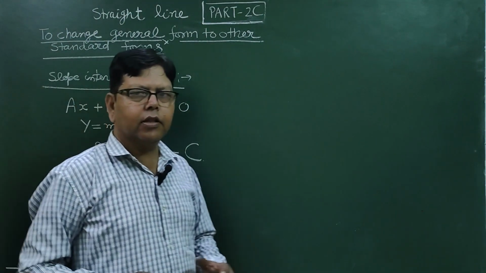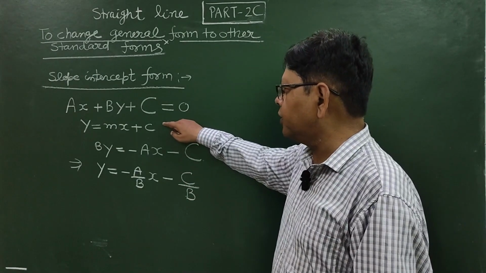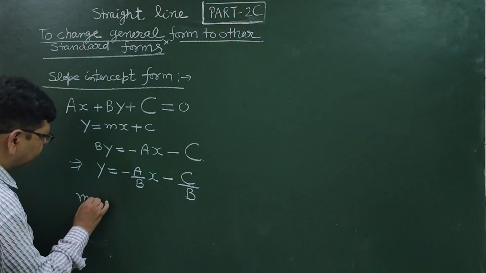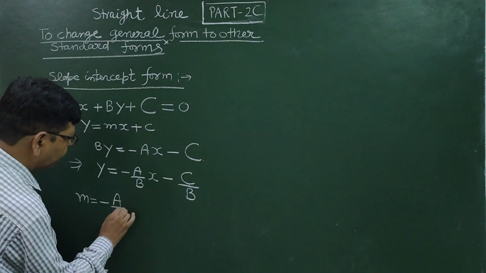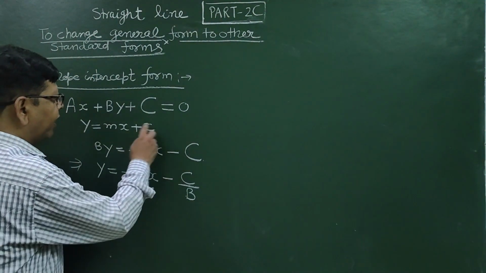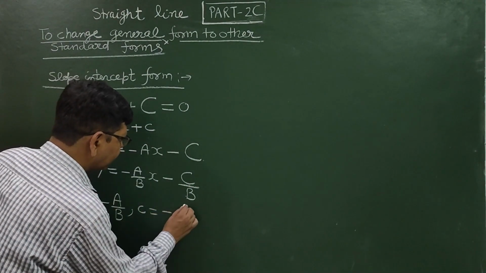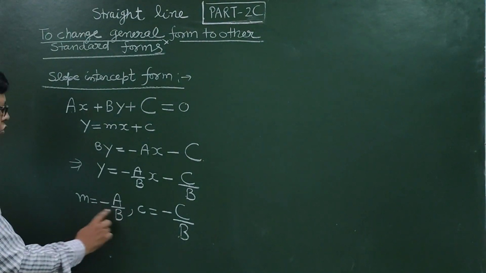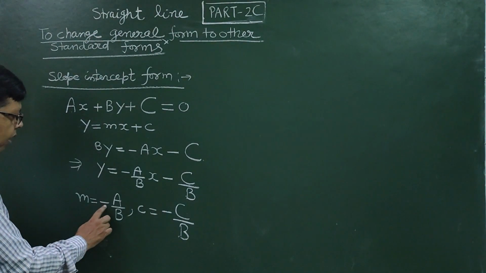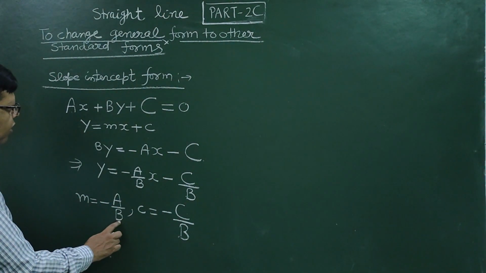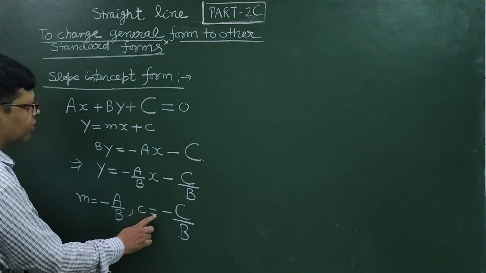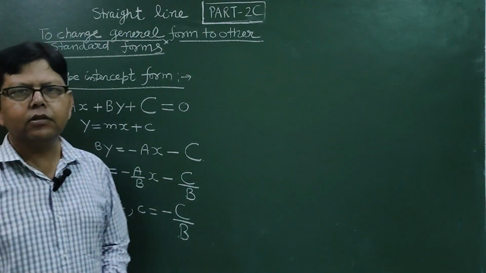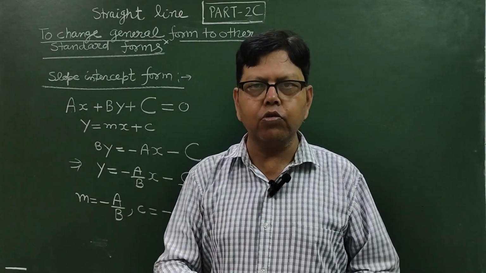Now you can see that this equation has taken the same form as y is equal to mx plus c, and if you compare, then the value of m is equal to minus capital A upon B, and the value of y-intercept small c is equal to minus capital C upon B. So we have converted this general form to slope-intercept form, and m is equal to minus coefficient of x upon coefficient of y, and y-intercept is equal to minus C upon B. So this was the conversion from general form to slope-intercept form.